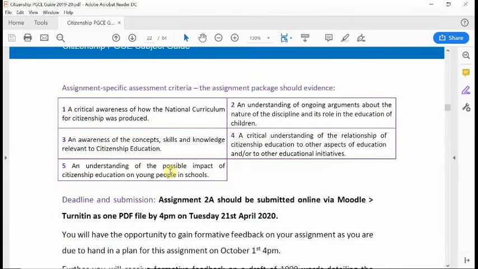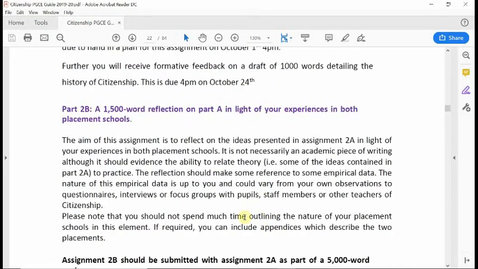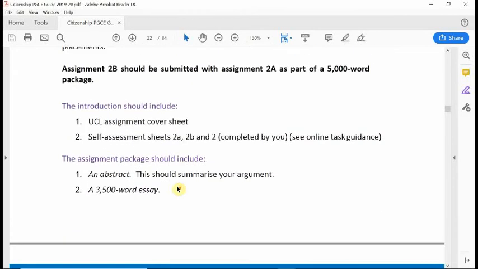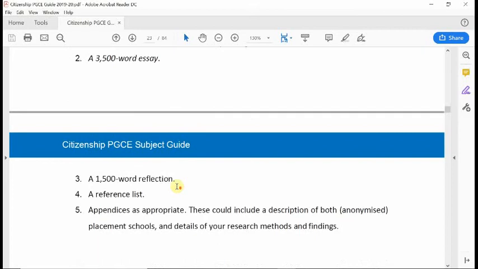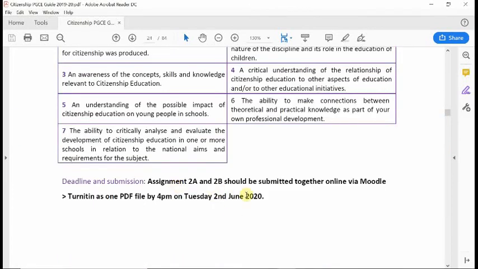So moving forward, this is how I'm assessing you, your specific assessment criteria for the 3,500 words that you will get formative feedback on. And as I said, that's delivered on 21st of April. And then when you submit that again with your 1,500 words reflection, and it explains more about the reflection there, that will form a 5,000 word assignment, and that assignment is submitted on the 2nd of June by 4 p.m. And that will be your final submission of that work.